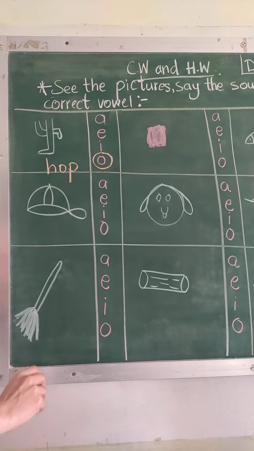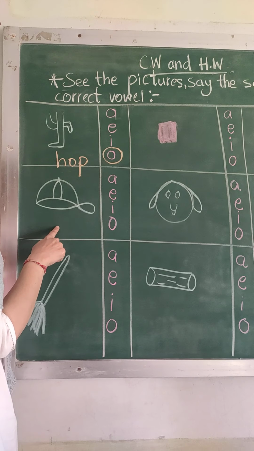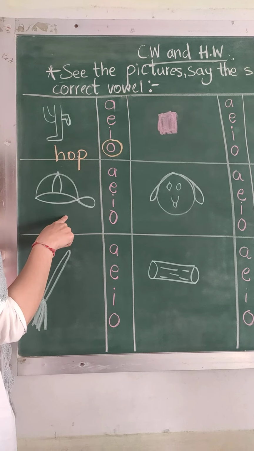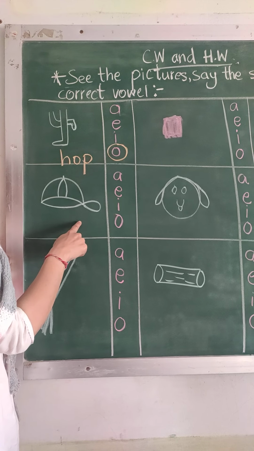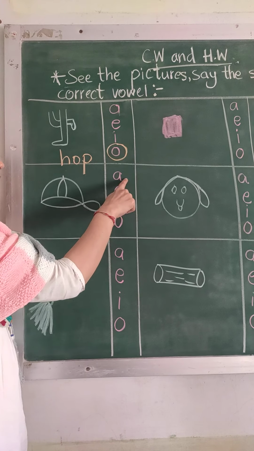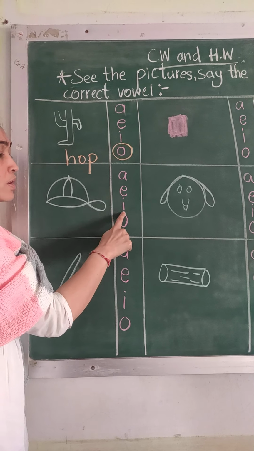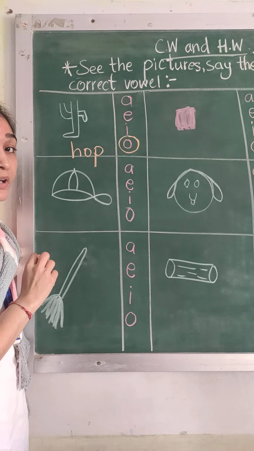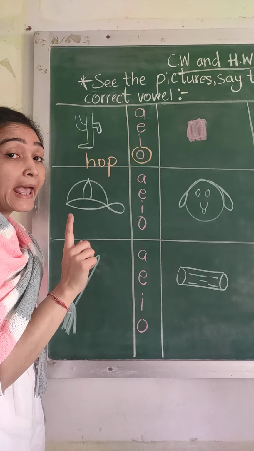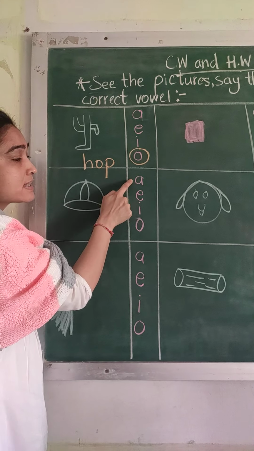Next is the picture of a cap. You wear a cap when you go out in the sun during summer season. Cap. Which is the sound of a? A, a, e, o. So which letter should I circle, children? Which vowel should I circle? A. Is this a or is this a?